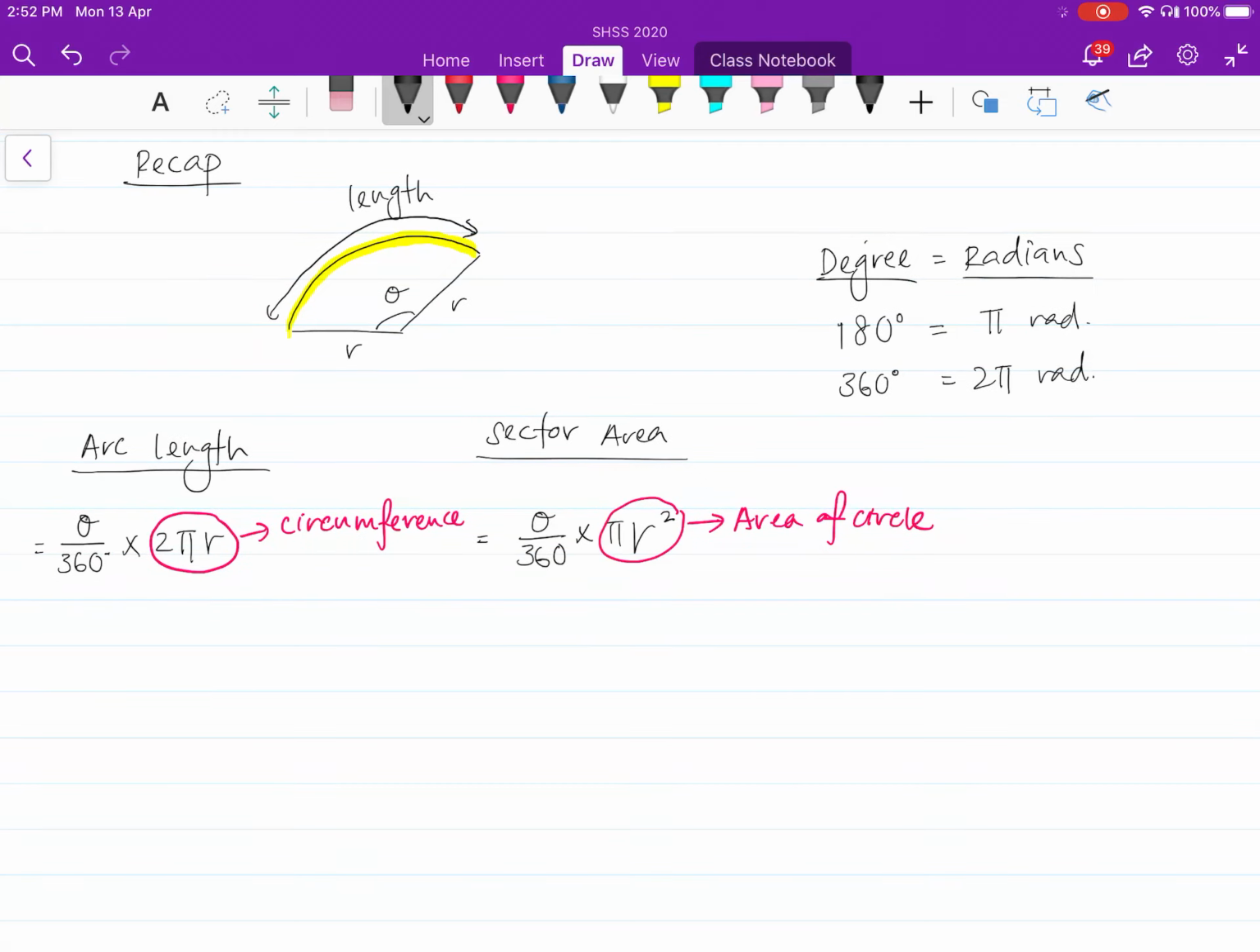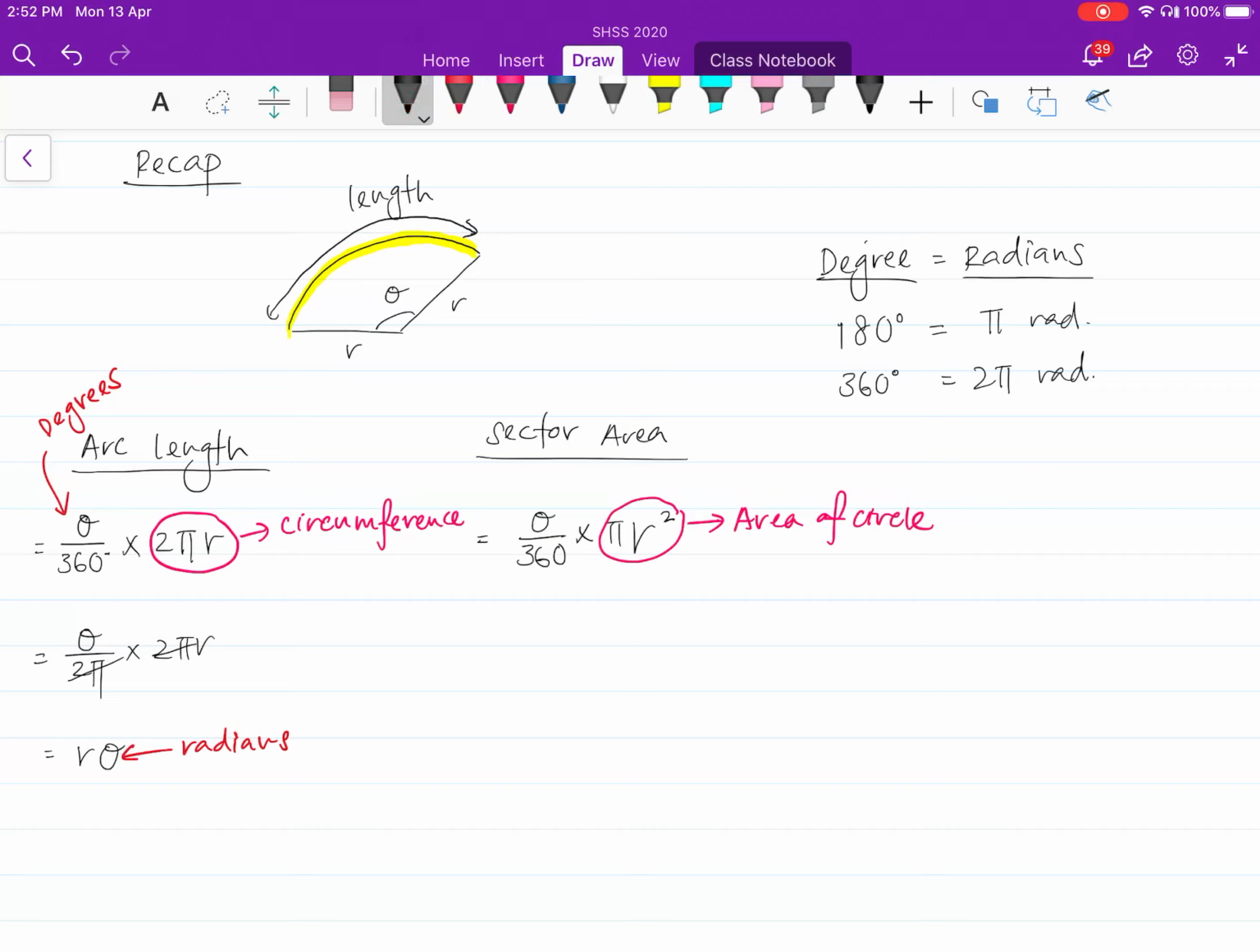Now, if you were to substitute that into the formula here, instead of writing 360, I write 2 pi. It is multiplied by 2 pi r. I'm going to cancel away the 2 pi, and you will realize that arc length is actually r theta. But in this case, the theta is in radians. In this formula, the theta is in degrees. Right, so you need to be able to differentiate.